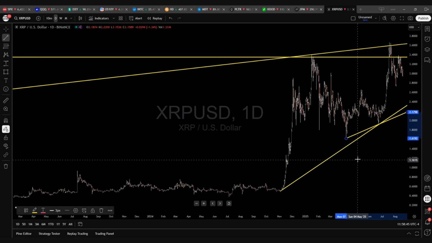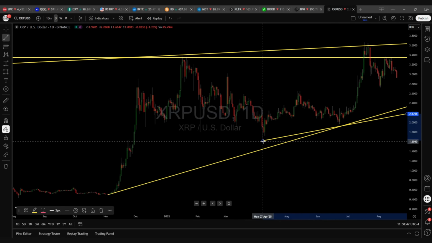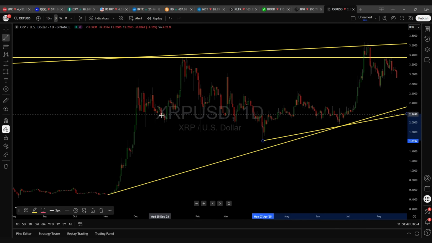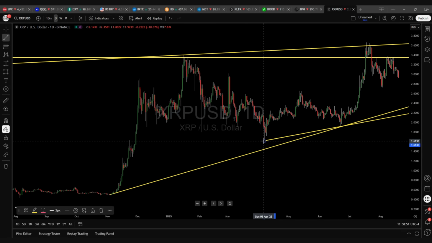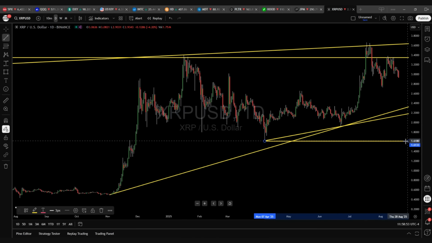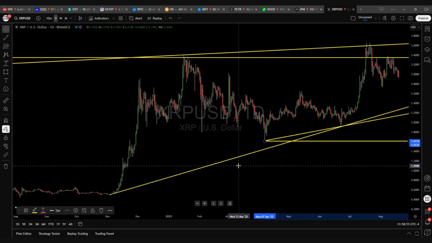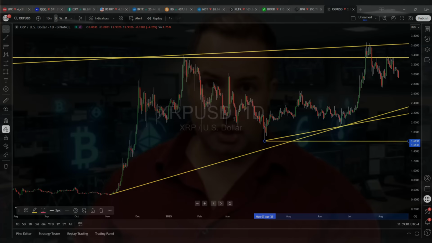But let's just say it does break. Then you start looking at your low pivot, your lowest point of this bull run, which was right here at 161. That would be your next support below. All right, so the idea here is we have to make ourselves understand both the bullish levels as well as the bearish levels. What's the support?